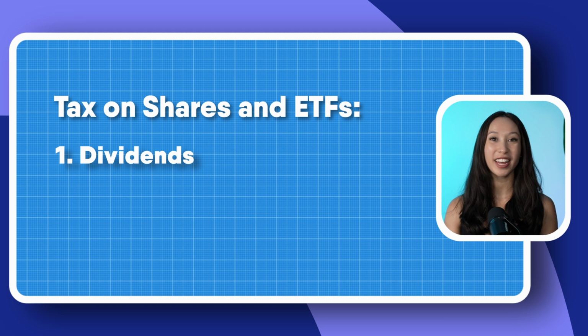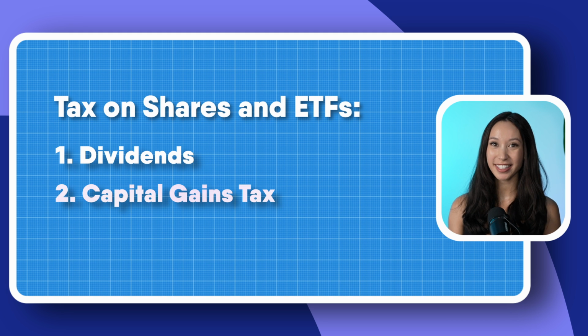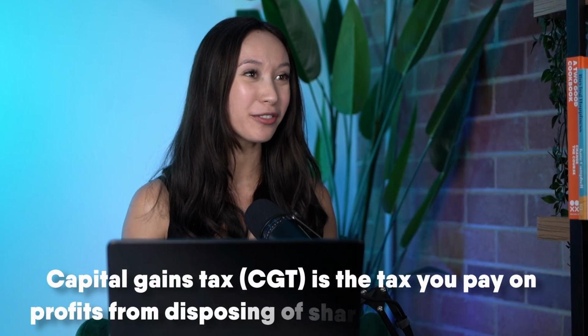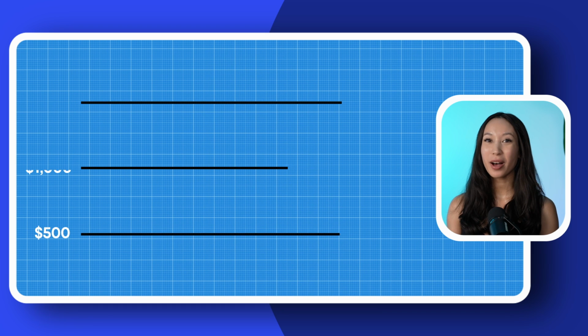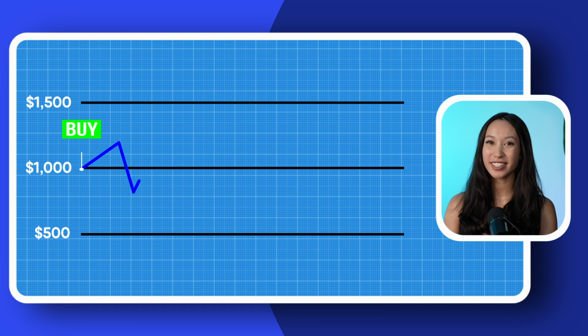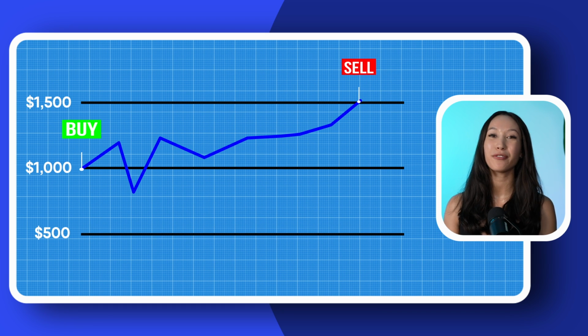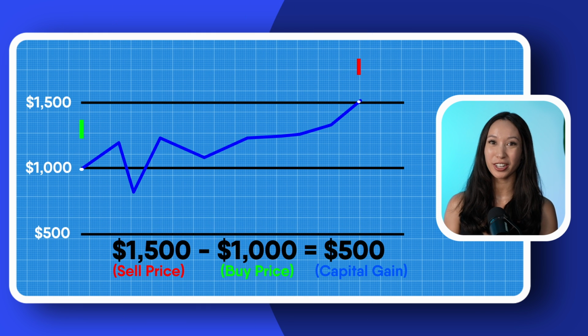The other tax on shares or ETFs is capital gains tax. This is essentially when you sell your shares or ETFs for a profit. So let's say, for example, you buy an ETF for $1,000 and then you later sell that ETF for $1,500. Your capital gain would then be $500, and then you add this $500 into your tax return as income, which will be taxed at your marginal tax rate.